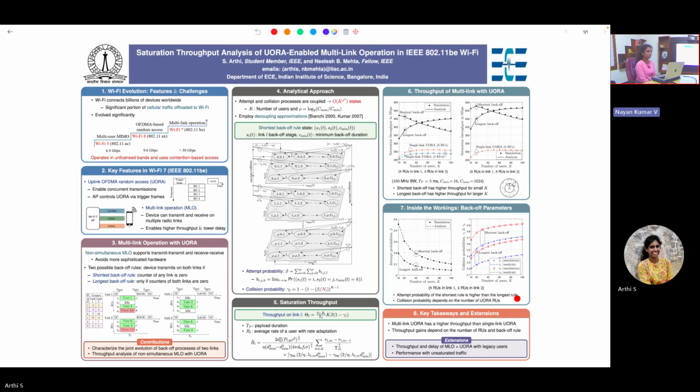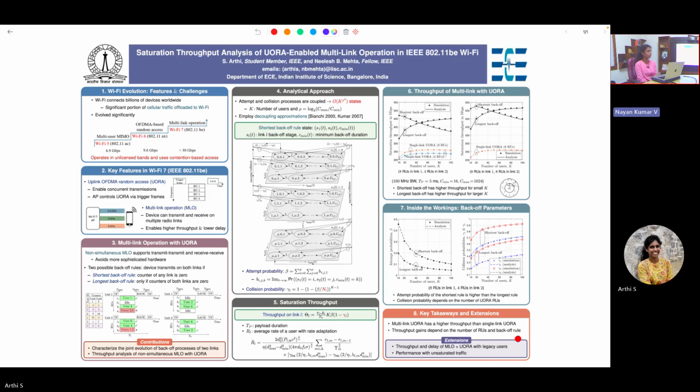And we have come to the conclusion, or the key takeaways, of this work. The key takeaways are that multi-link uplink OFDMA random access has a higher throughput than single-link uplink OFDMA random access, and the throughput gains depend on the number of random access RUs and the backoff rule.